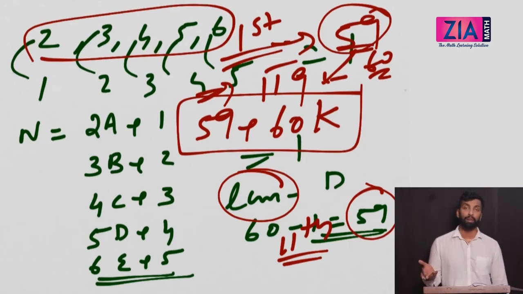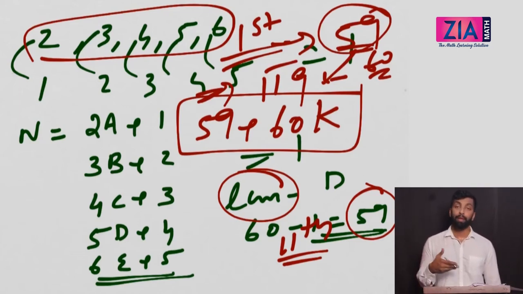You know that a plus n minus 1 into d, so a plus 10d, where d is 60, right? Now a plus 10d means a plus 600. A, you know that it is 59. So 659 is your 11th term.